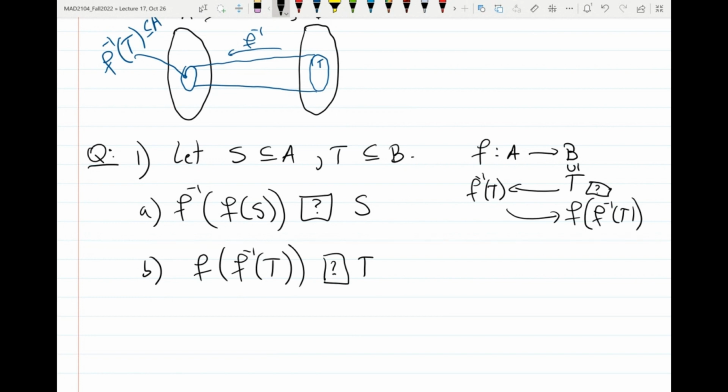The first one. So first of all, where is this? Is this a subset of A or is this a subset of B, the whole thing?